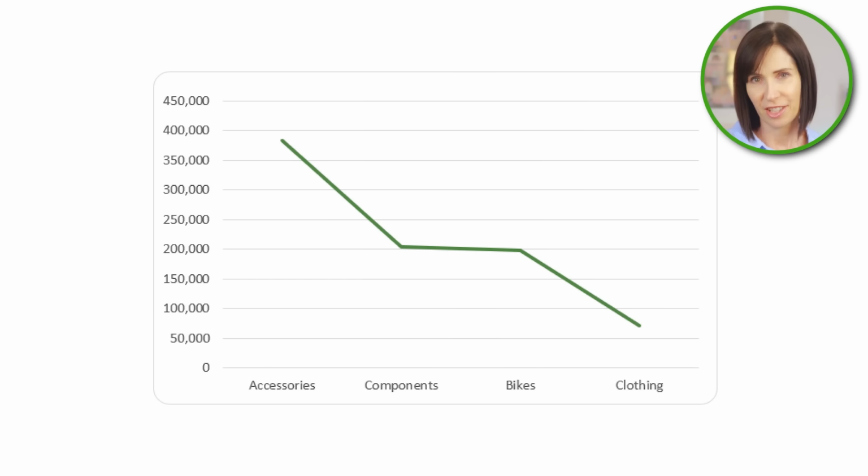Many try to use a line chart for categorical data. This is a common error.